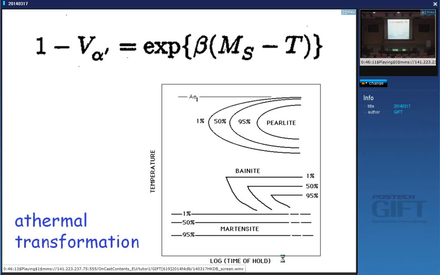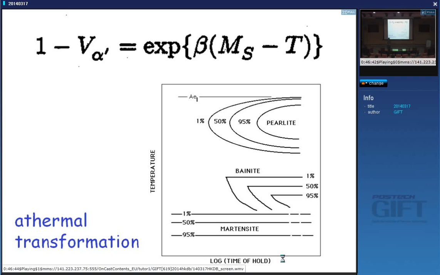So here's an equation describing how the volume fraction of martensite changes with the temperature below the martensite start temperature. And you can see there is no time term in there. Okay? So the amount of martensite that you get depends only on the undercooling below the highest temperature at which martensite forms, which is the MS temperature, the martensite start temperature. Okay? Everyone happy with that? So we need to explain why that is the case.